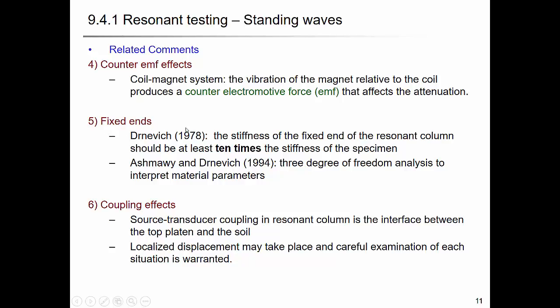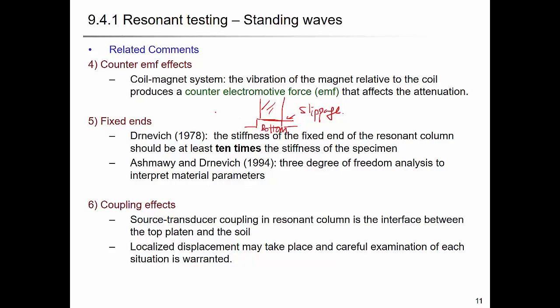And fixed end, so we assume that we have a boundary condition of the free and fixed, right? In the fixed condition, at the bottom you have the soil, and this is the bottom platen. And sometimes you can have the slippage between the soil and the steel plate. So in this case, your governing equation doesn't model your results properly.